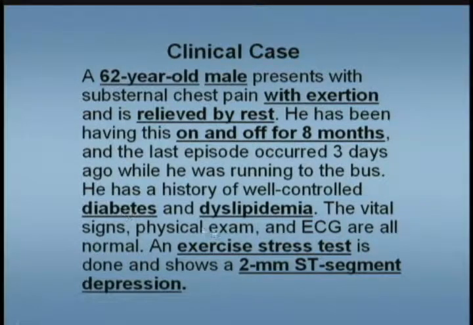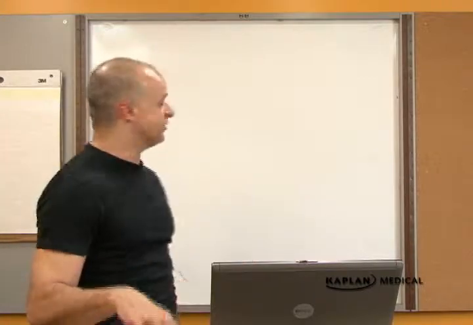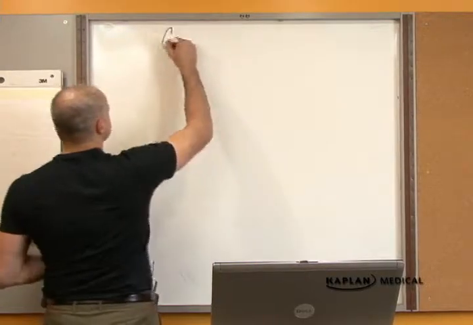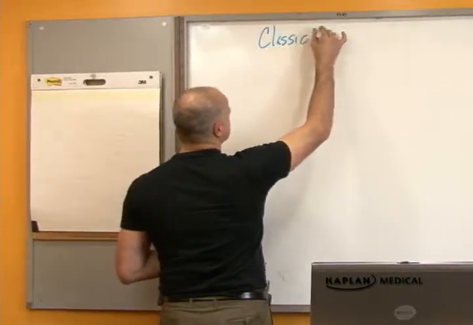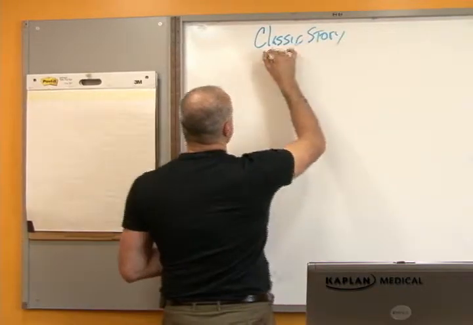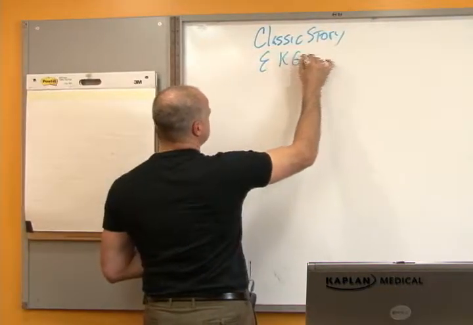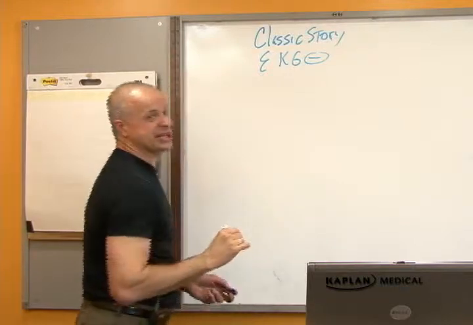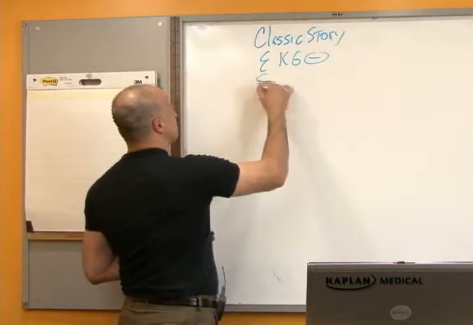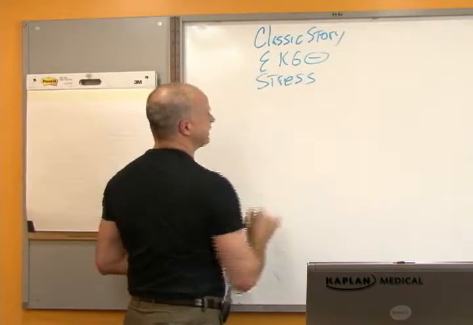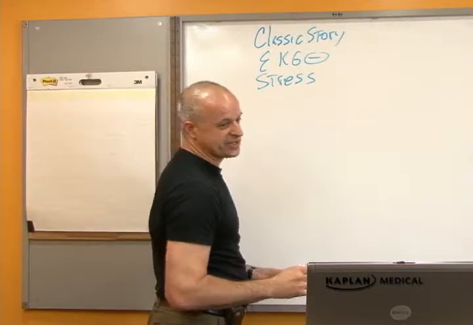But with diabetes and hyperlipidemia, dyslipidemia, oh my God, he's got everything except a tattoo on his chest saying stenosis this way. The point of this story is this guy has a classic story and a negative EKG. So what do you do when you've got a classic story and a negative EKG? You get a stress test.